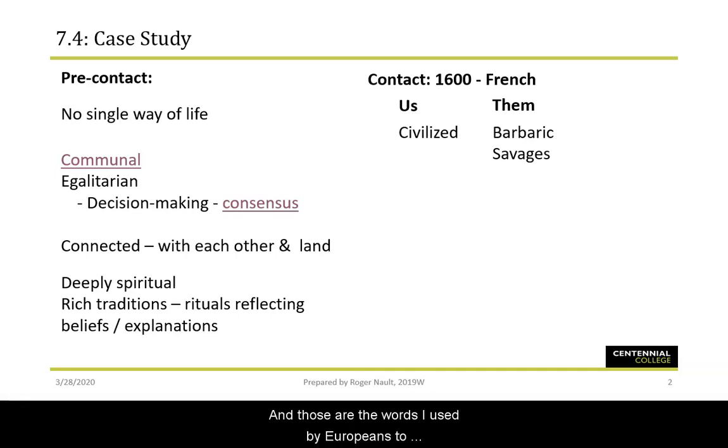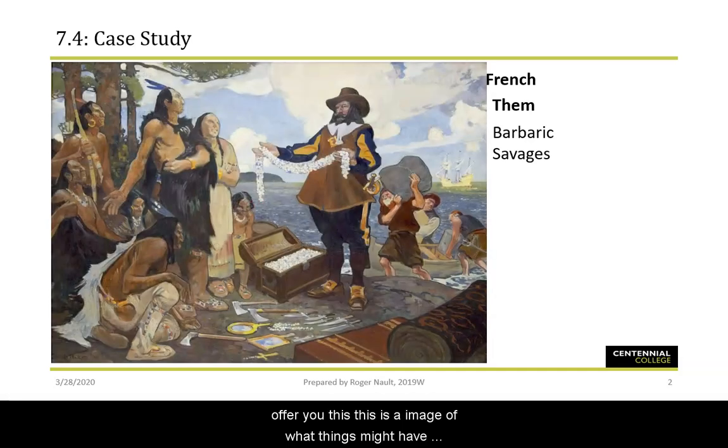And those are the words used by Europeans to describe the indigenous people. Notice how dehumanizing it is. Savage is like a wild animal, very dehumanizing. Now, not to justify it, but to get our heads into the space of where the people might have been, I offer you this. This is an idea, an image of what things might have looked like.